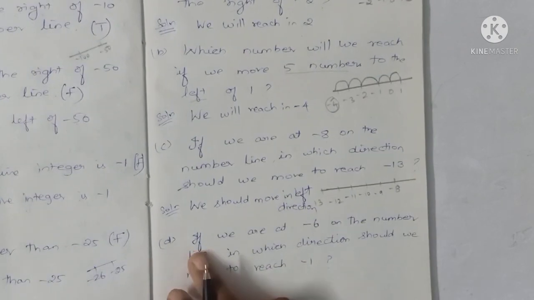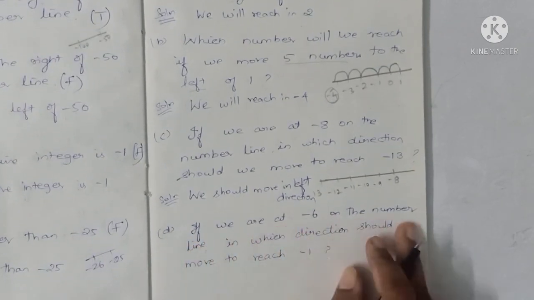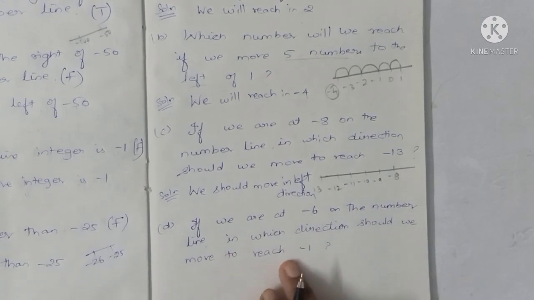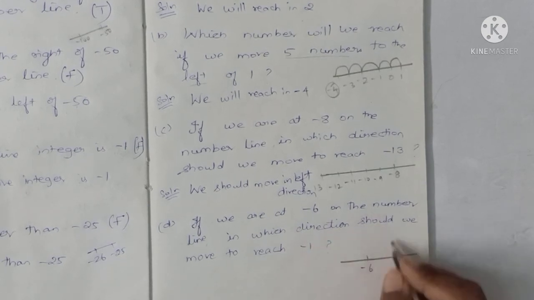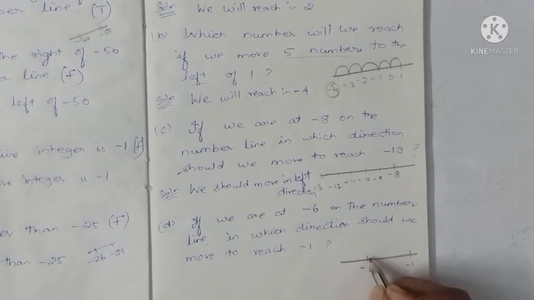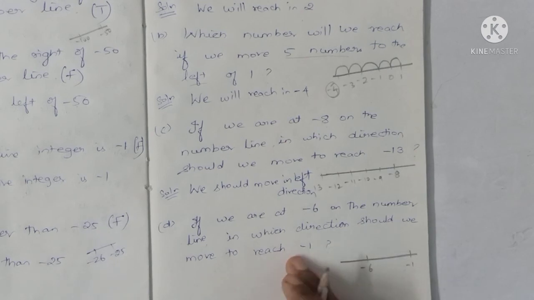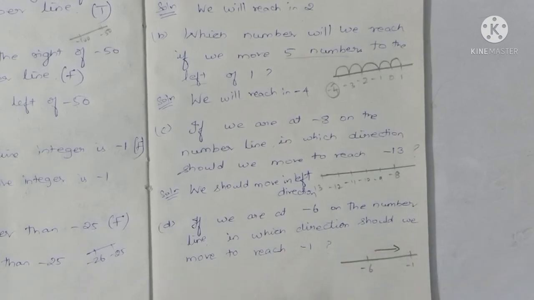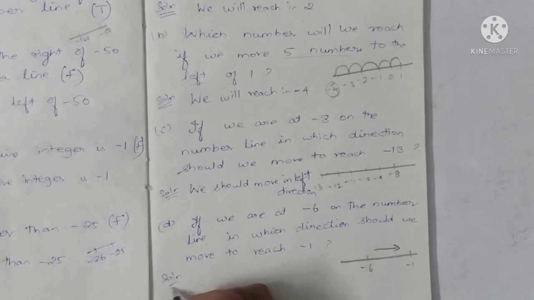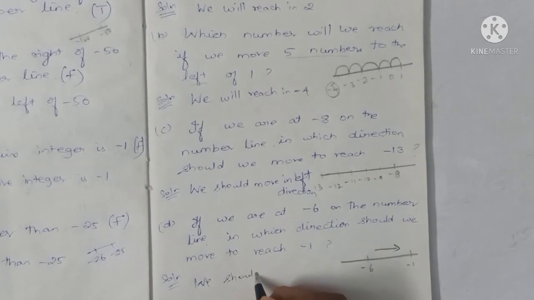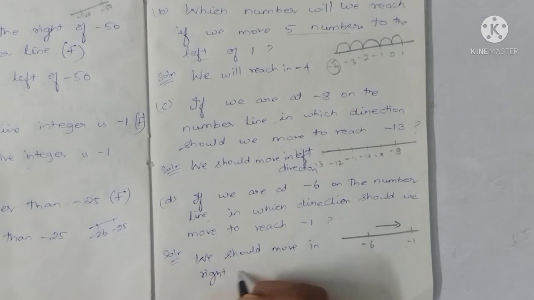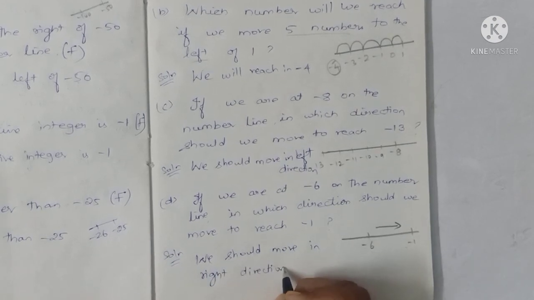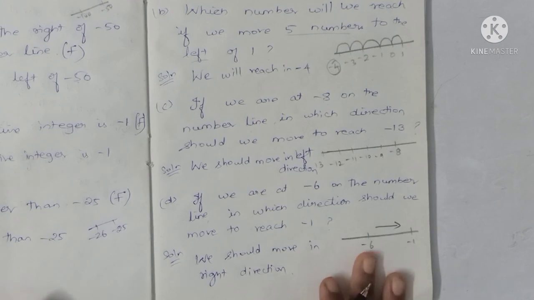Next, subdivision D. If we are at -6 on a number line, in which direction should we move to reach -1? -1 will be here. So -1 is to the right of -6, isn't it? So in which direction we have to move? We have to move in right side, right direction. Solution: we should move in right direction. So this is answer for sum number 10.